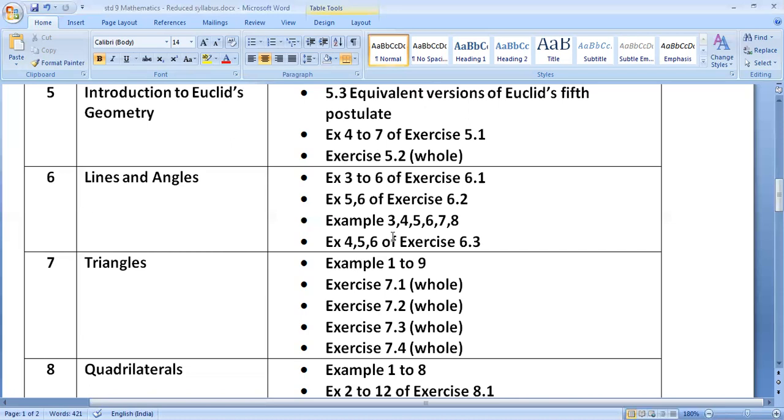Example 3 is excluded. On page number 96, exercise 6.1, question number 1 and question number 2 are included. While, as I have mentioned here, exercise 6.1, question number 3 to 6, meaning 3, 4, 5 and 6, on page number 97 are excluded from the syllabus.